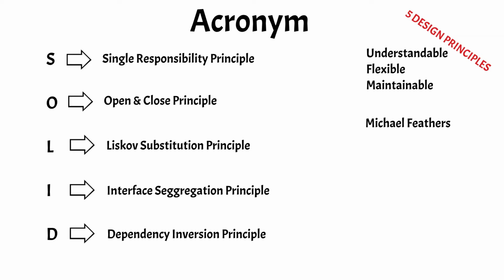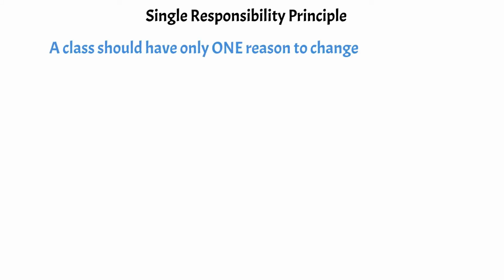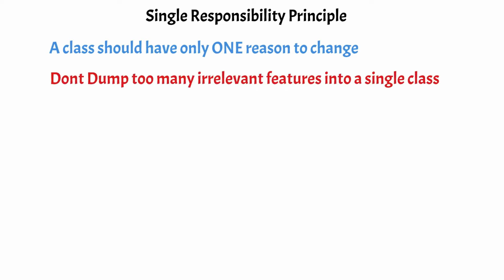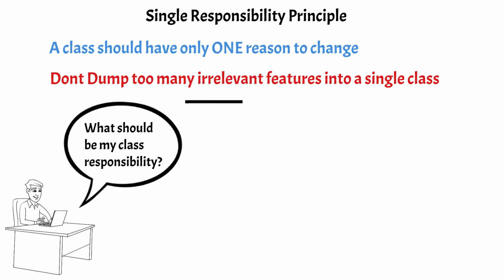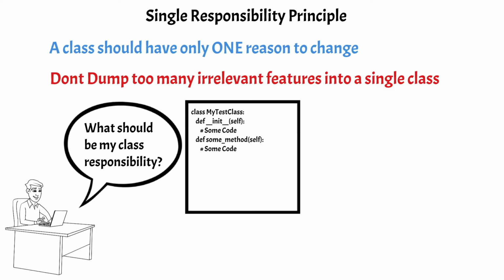Now let us have a quick look at the definition of these 5 design principles. First is the single responsibility principle. The single responsibility principle basically says that a particular class should have only one reason to change, which means that you should not dump too many features into a single class which are irrelevant to the responsibility that the class is holding. Whenever you are designing a particular class, you should first establish what exact responsibility this class is going to handle.